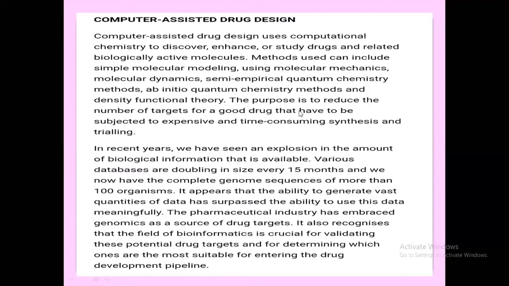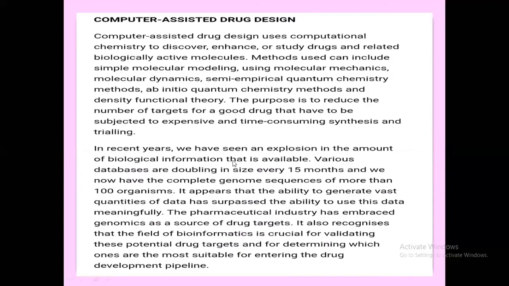The purpose is to reduce the number of targets for a good drug that have to be subjected to expensive and time-consuming synthesis and trialing. Because you see that time-consuming synthesis is very high in the previous old conventional traditional method, but here time consumption is less. That is the advantage of computer-assisted drug design.